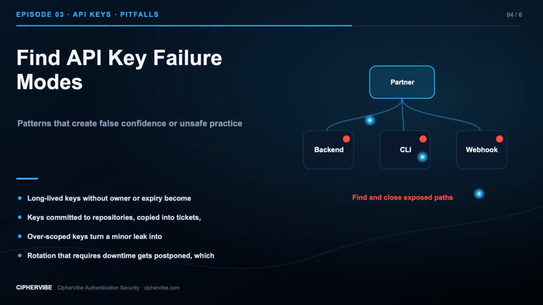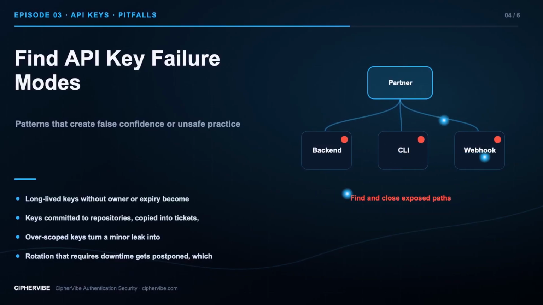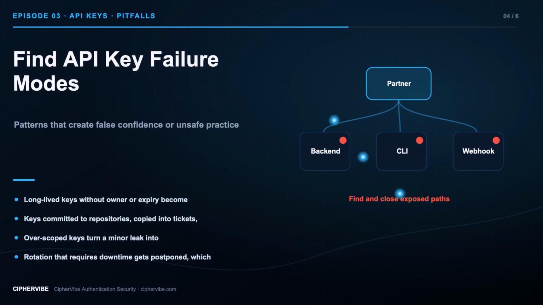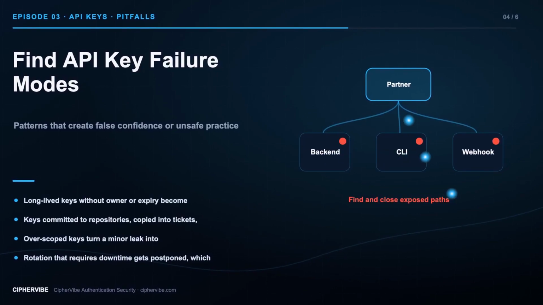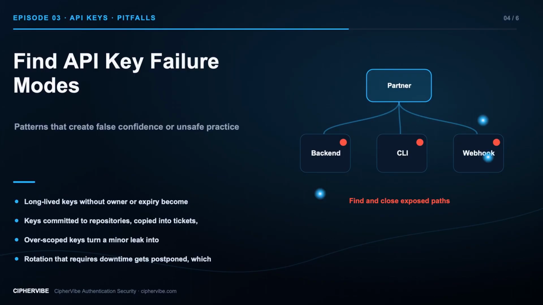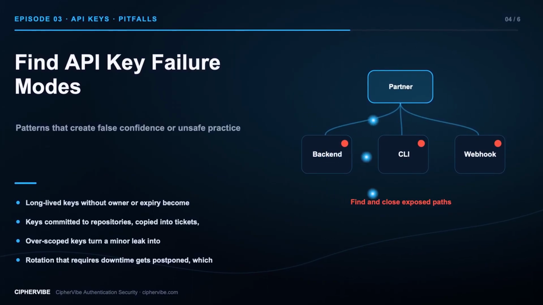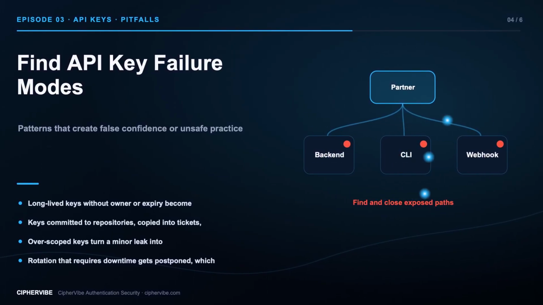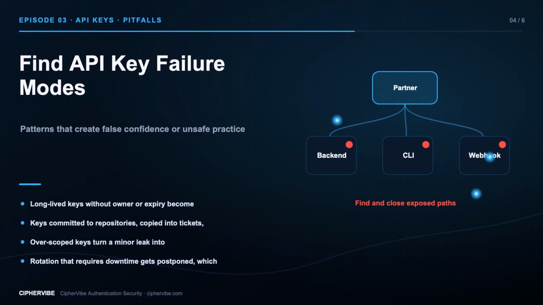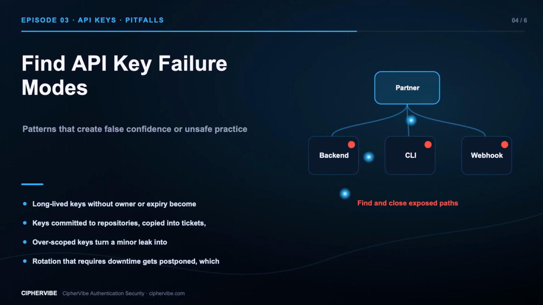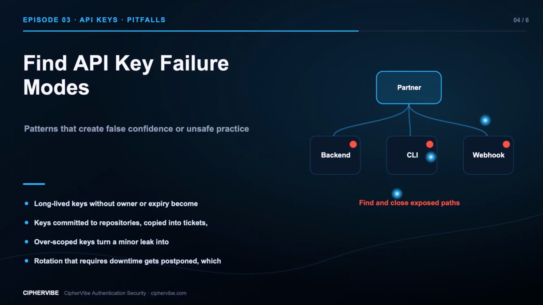Understanding failure modes will protect you from attractive but unreliable shortcuts. First, long-lived keys without owner or expiry become permanent access paths after employees leave or systems are retired. Second, keys committed to repositories, copied into tickets, placed in front-end code, or logged by applications can be harvested quickly.